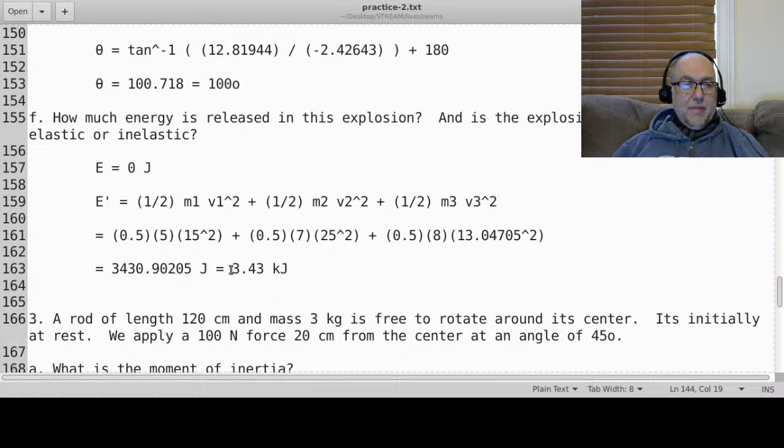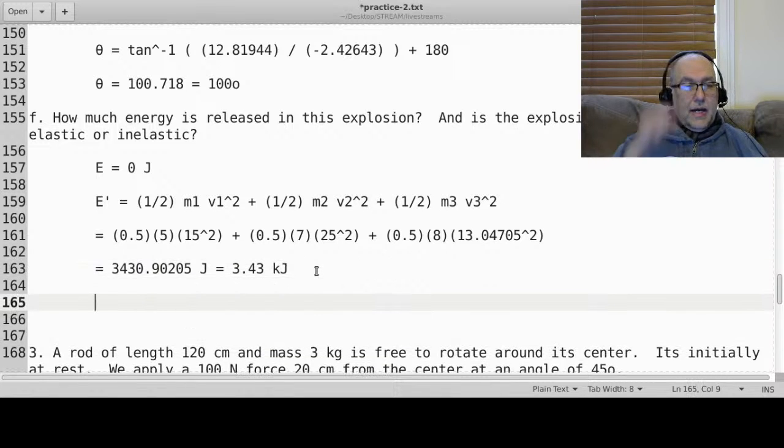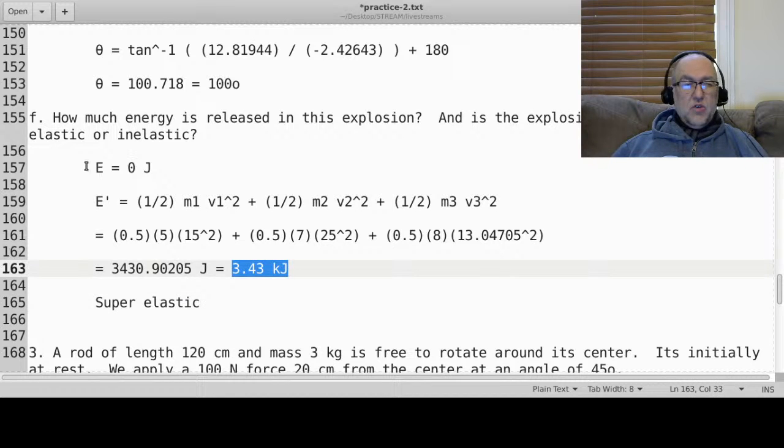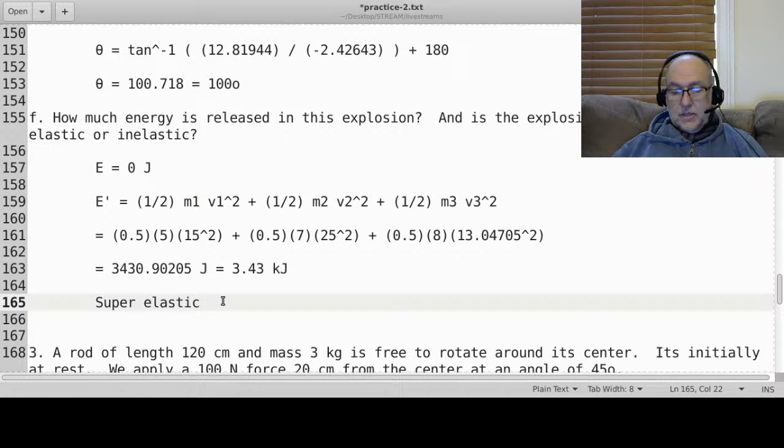And so this time I only got 3.43 kilojoules rather than the 5 kilojoules. I didn't say it here, but this is still not inelastic. It's superelastic. Why? Because the energy after is greater than the energy before. Energy is released. That's called superelastic.